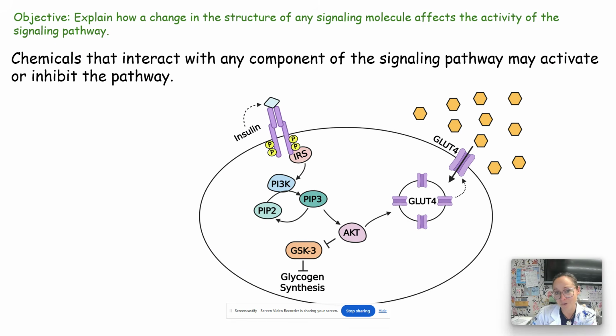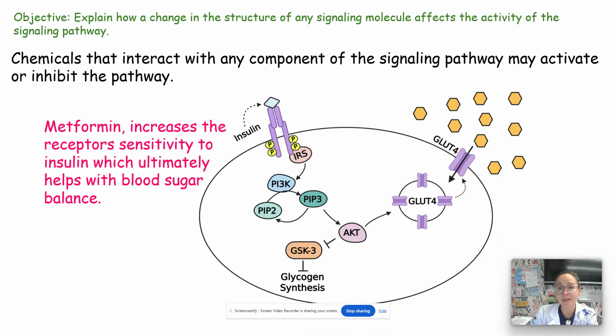Chemicals that interact with any component of the signaling pathway may activate or inhibit that pathway. One that I find particularly fascinating is metformin. People with type 2 diabetes may take metformin as a medication. What metformin does is it activates a different little tiny pathway called the AMPK pathway, AMP kinase, which will increase the sensitivity of the insulin receptor. By making the insulin receptor more receptive to insulin, now the cell can respond and help bring in glucose. So metformin would be a chemical, like a medication, that is used to help people with type 2 diabetes.